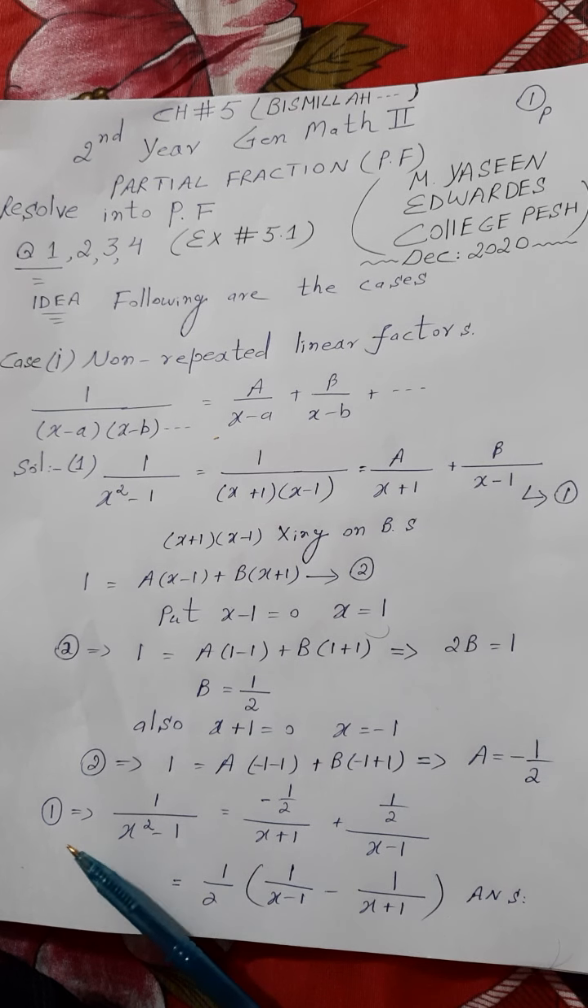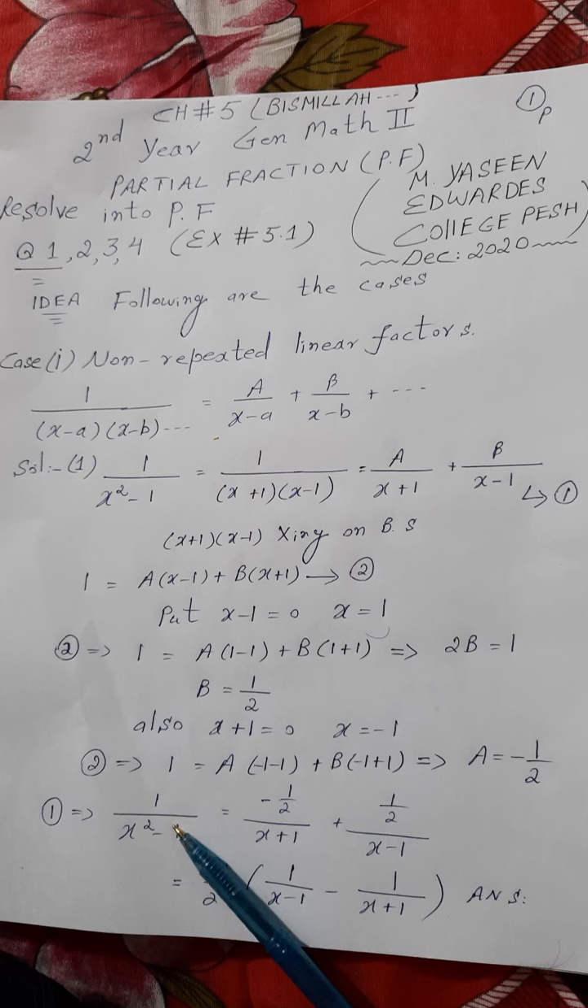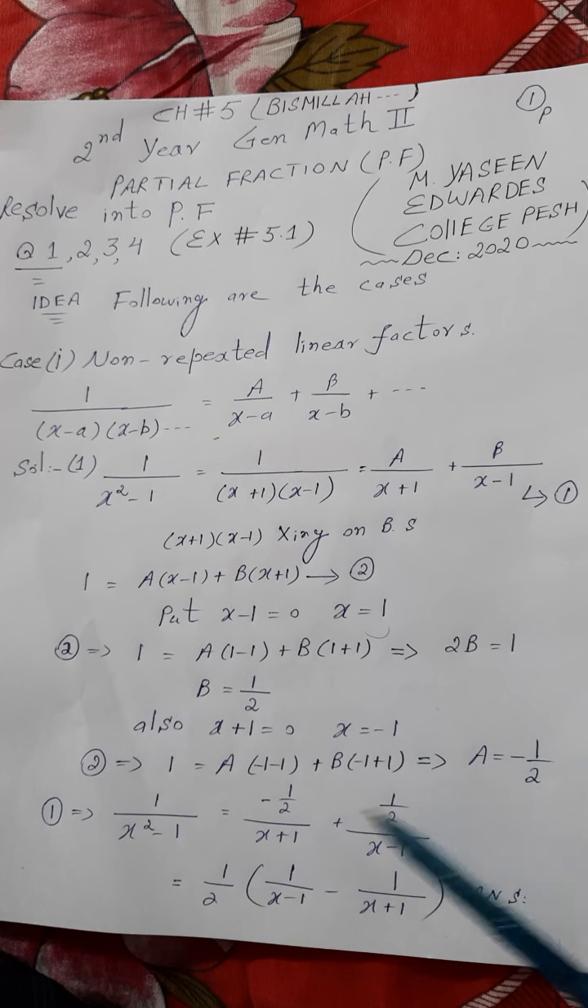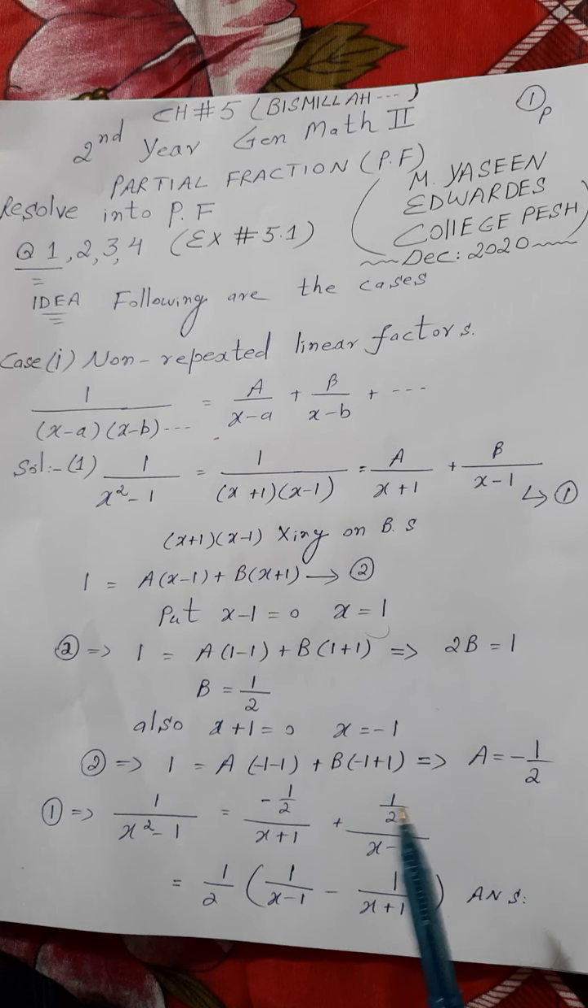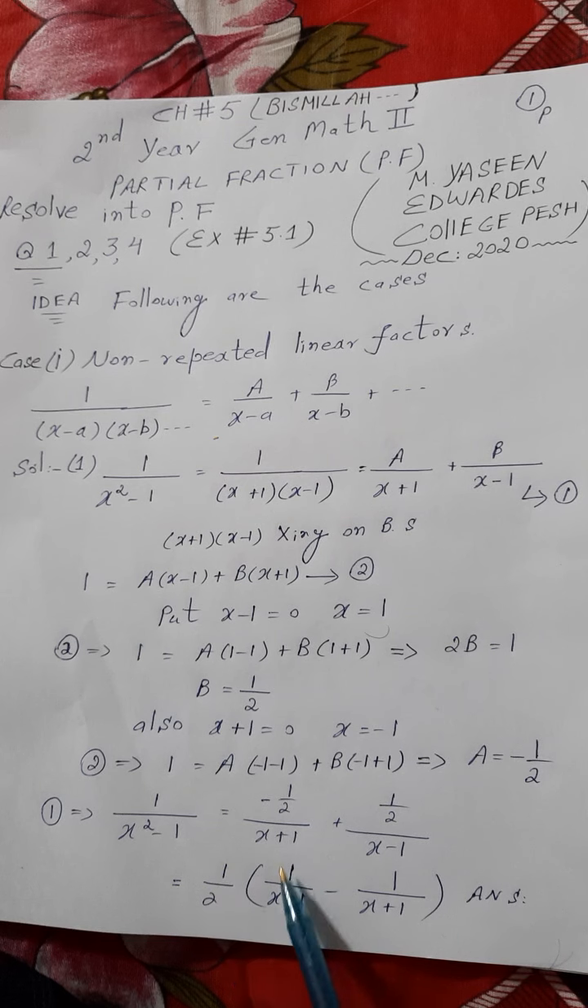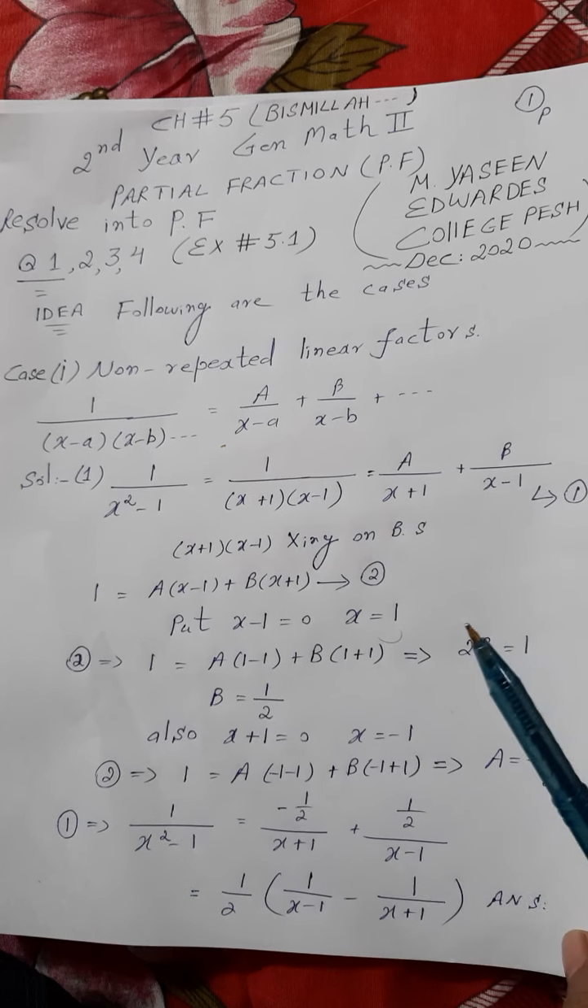So equation 1 implies that 1 over x square minus 1 is equal to a, but a in this case is minus 1 by 2, plus b, which in this case is 1 by 2. So here 1 by 2 (x minus 1), and this is minus 1 by 2 (x plus 1). 1 by 2 is common in both cases, and this is with a negative sign and this is with a positive sign. So according to the definition of partial fractions, we convert a single fraction into two fractions. So this is the answer of question number 1.